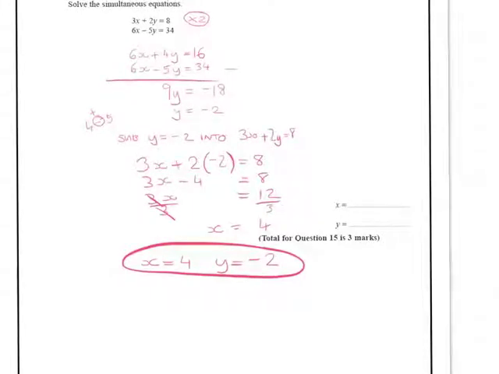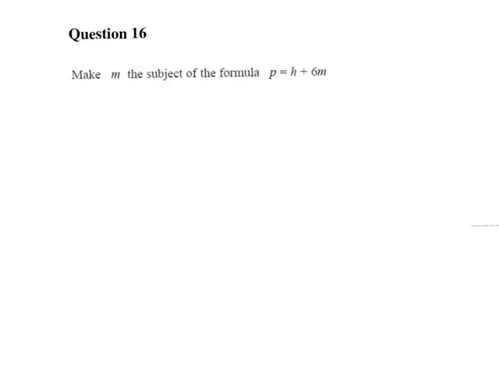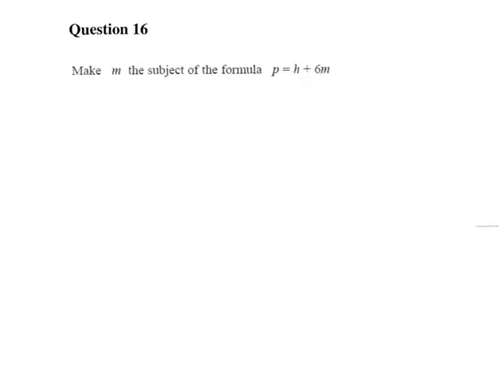Of course we can write those answers in the right place, 4, negative 2. The next question is about making m the subject of the formula. These can vary in difficulty quite a lot, but we need to apply the same rules that we use when we're solving equations. We need to move things around by applying inverses.